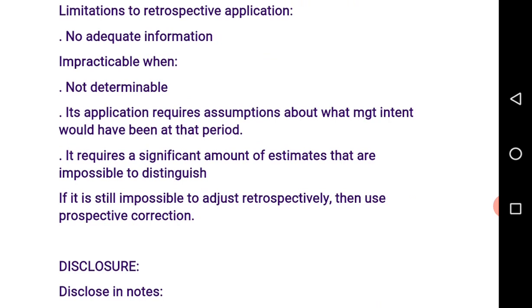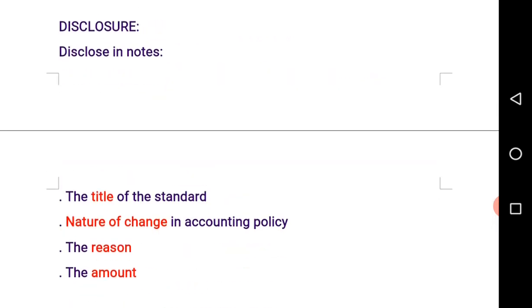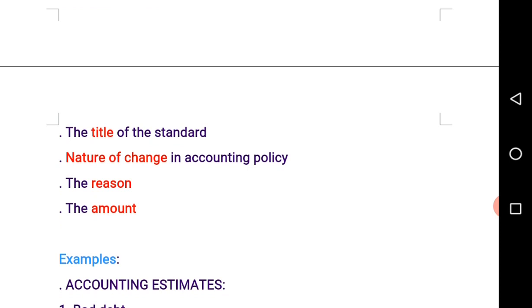So if you can't correct past periods, then you do from now henceforth, you forget your past. But you must first check if you can correct it, and if it's not possible, then you do from now henceforth. So we have disclosures here, and we said disclosing notes, the title of the standard IAS 8, obviously, nature of change, what it affects, the reason of change, and obviously the amount. Now the amount should be posted in the books, not in the notes.